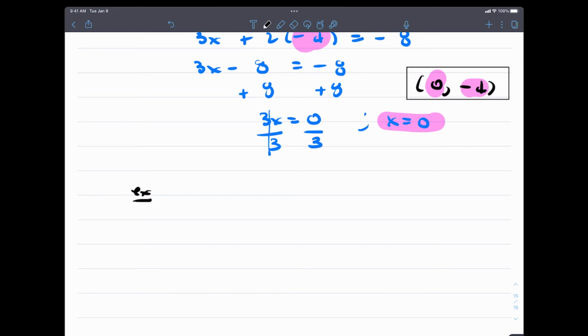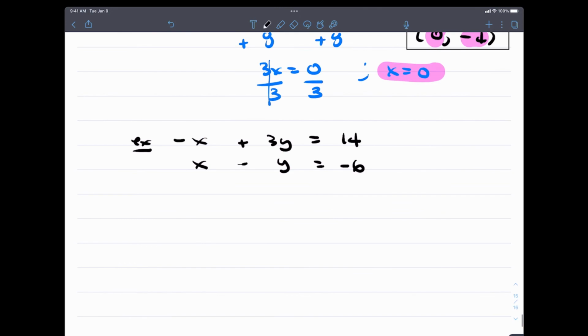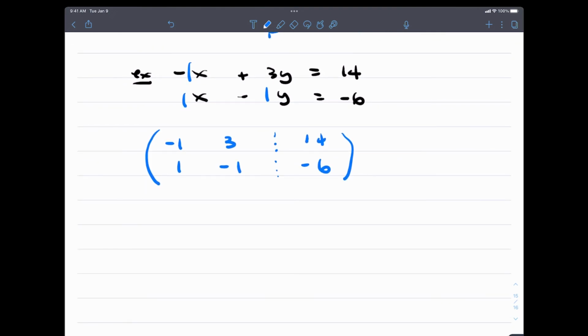Okay, so now I'm going to share with you guys a very interesting thing. -x plus 3y is 14. x minus y is negative 6. Okay, so be careful with these coefficients here. So when I create my matrix, I get negative 1, positive 3, positive 14, positive 1, negative 6. I'm just looking at the coefficients here.